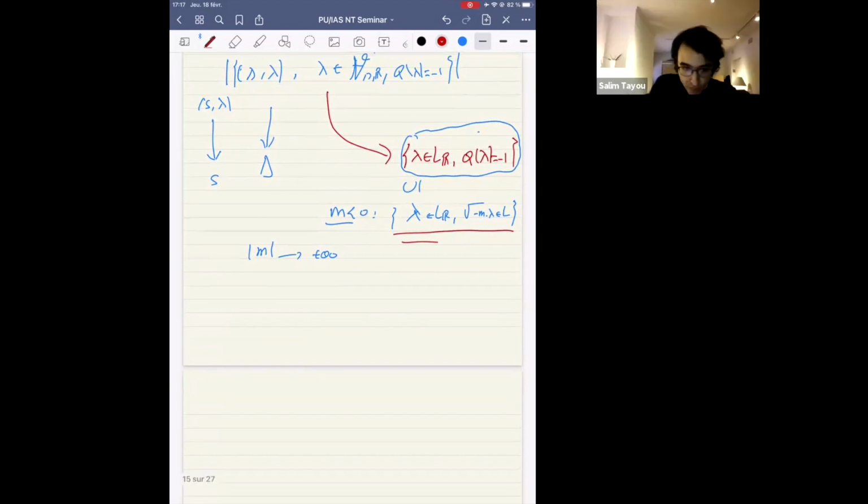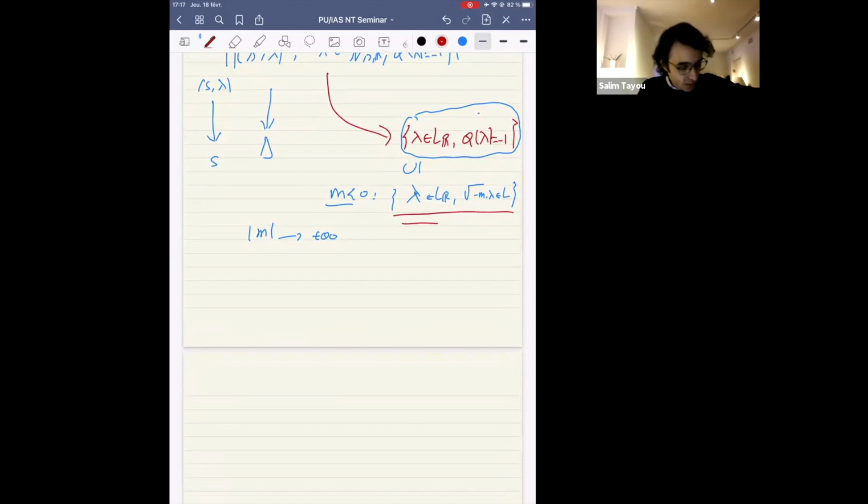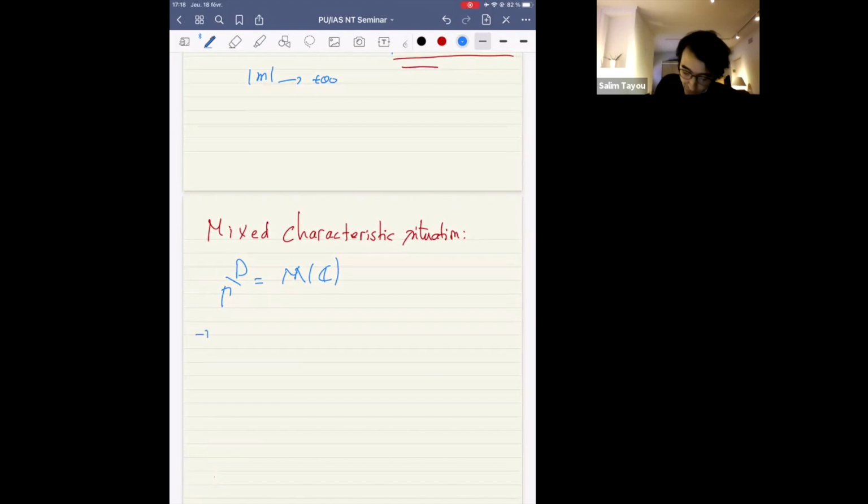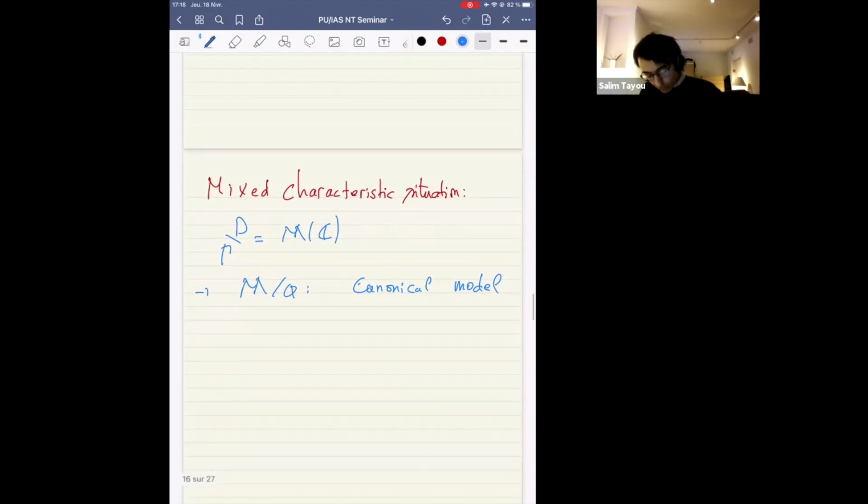Okay, so let me now move to the mixed characteristic situation. Here the idea will be the same. There are of course more complications, but the first step is to see that this D mod gamma is the C points of some algebraic variety M defined over Q, the canonical model, which is due to the work of many people, starting from Deligne and Milne and André and others.